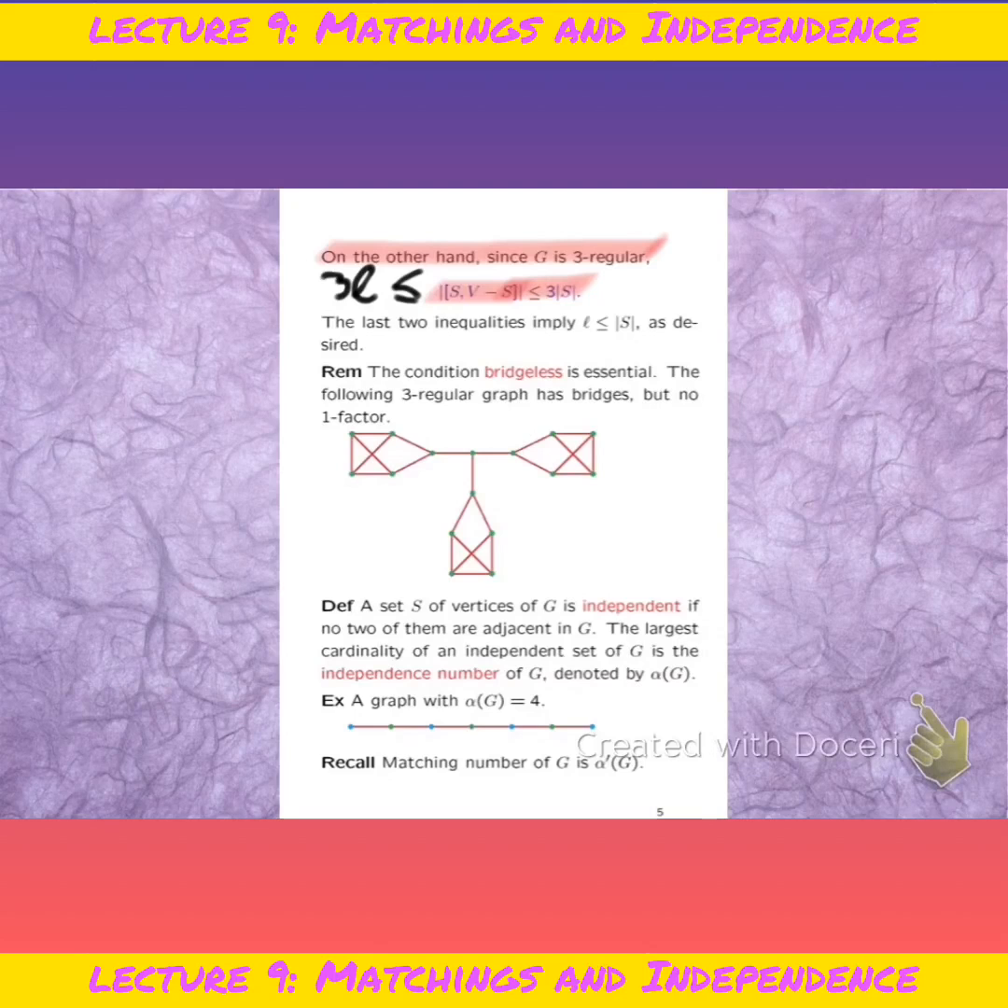Okay, so this condition that G is bridgeless is essential. You'll see the following example. The graph has bridges, but it doesn't have a one factor. In fact, the graph actually has 3 bridges, and obviously it doesn't have a one factor.